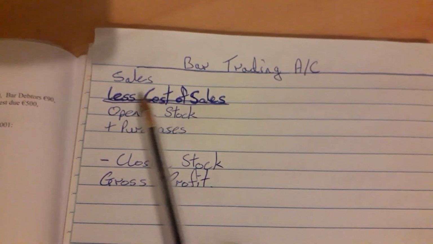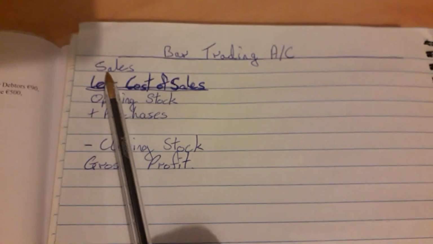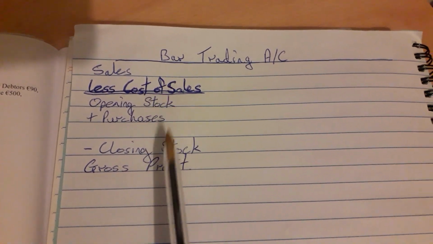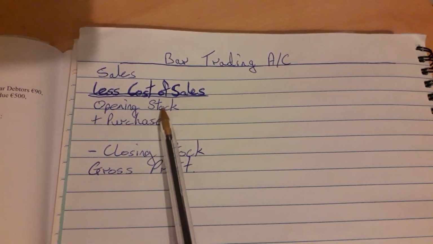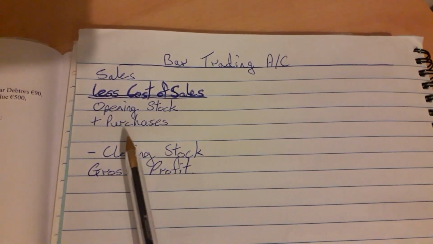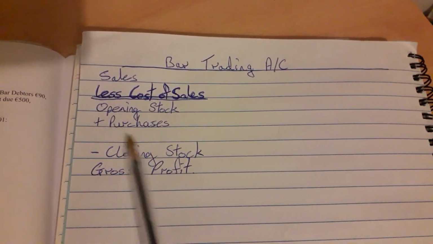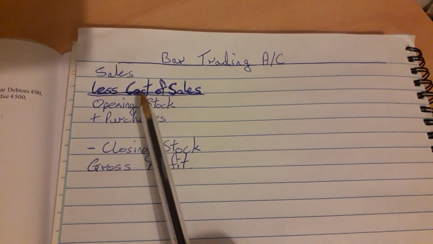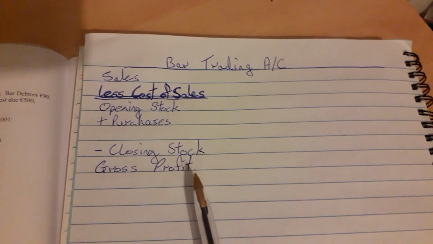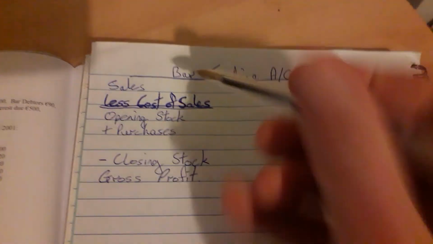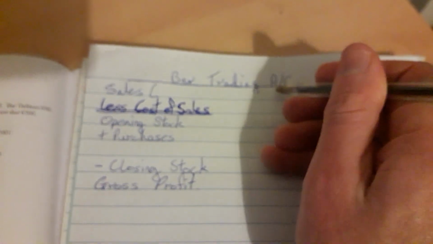So the bar trading account looks like any other trading account. It's your sales minus your cost of sales gives you your gross profit, and your cost of sales is going to be made up of opening stock plus any purchases minus closing stock. So when we work out this cost of sales figure, then we're going to subtract it from our sales figure to get our gross profit figure. So first of all, starting with the sales, there's a little bit of work to be done to get the sales figure.